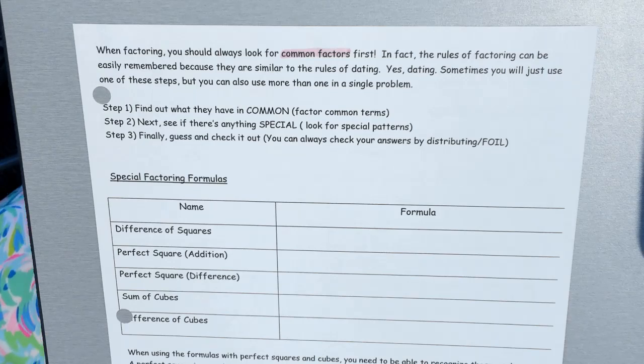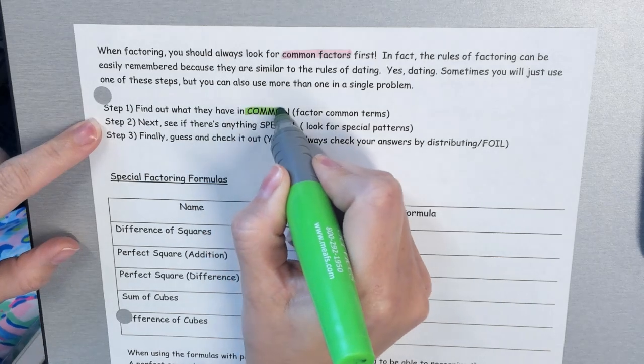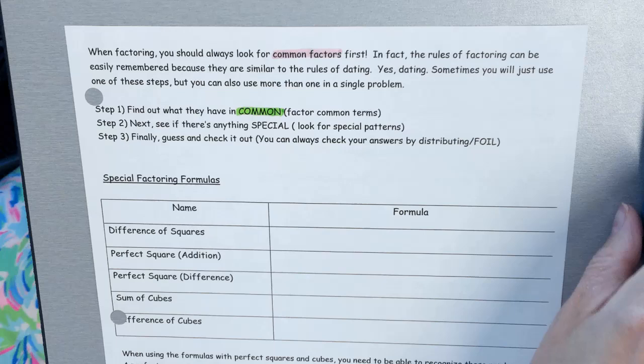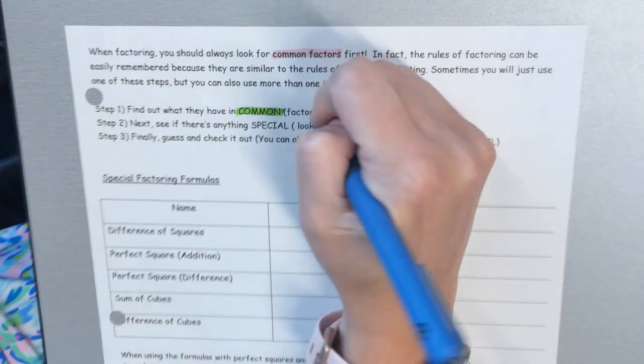Okay, so when you first meet somebody, right, you want to find out what you have in common. Right? What do we have in common? We have the same interests. In factoring terms, that's just going to be your GCF.